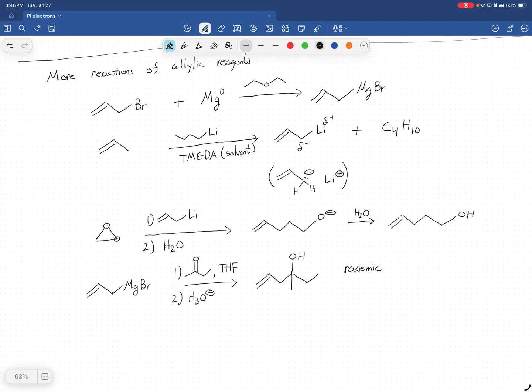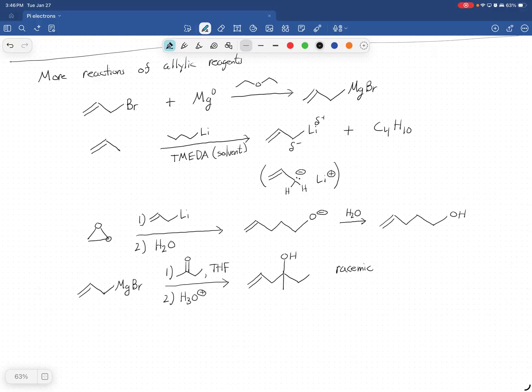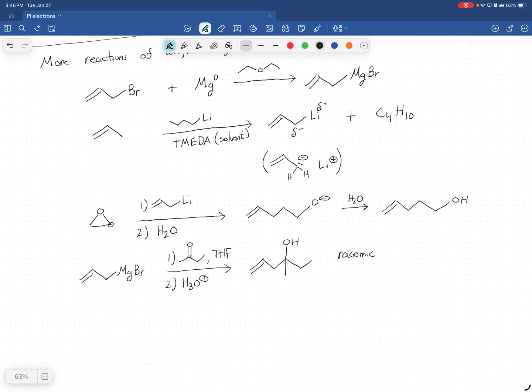Okay, so that's just some applications. You can now use these allylic compounds to do carbon-carbon bond formation. So if you need a carbon-carbon bond formation, consider using a Grignard reagent or organolithium. Okay. Are there any questions? All right. So we expanded alkene reactions to allylic systems.